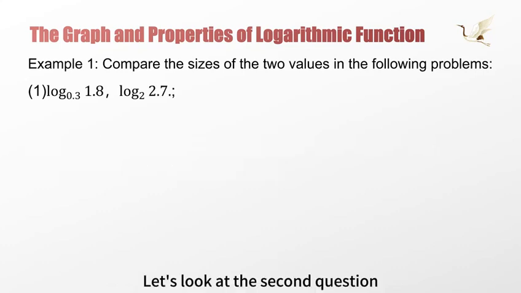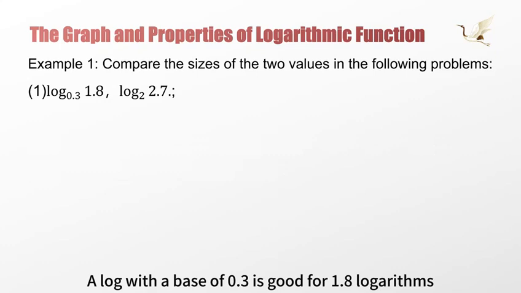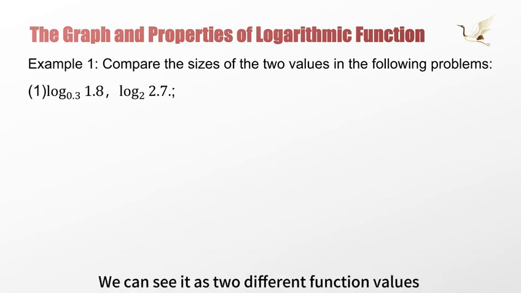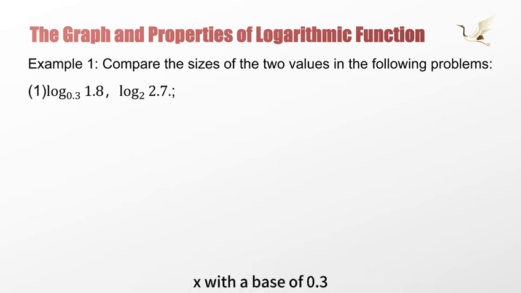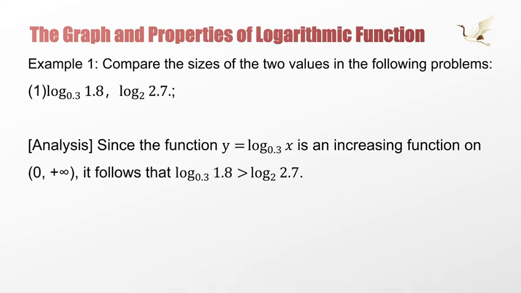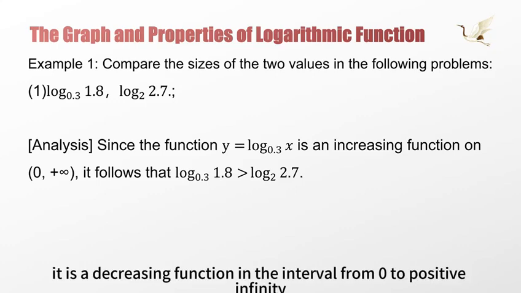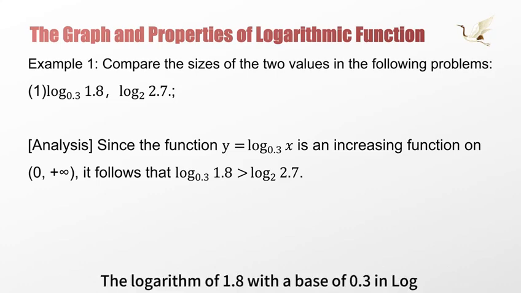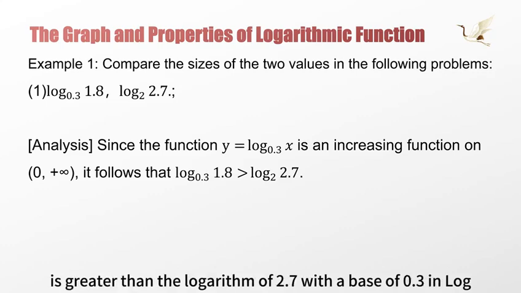Let's look at the second question. The logarithm of 1.8 with a base of 0.3, and the logarithm of 2.7 with a base of 0.3. We can see them as two different function values of the function y equals the logarithm of x with a base of 0.3. Because the function y equals log base 0.3 of x is a decreasing function in the interval from 0 to positive infinity, and 1.8 is less than 2.7, the logarithm of 1.8 with a base of 0.3 is greater than the logarithm of 2.7 with a base of 0.3.